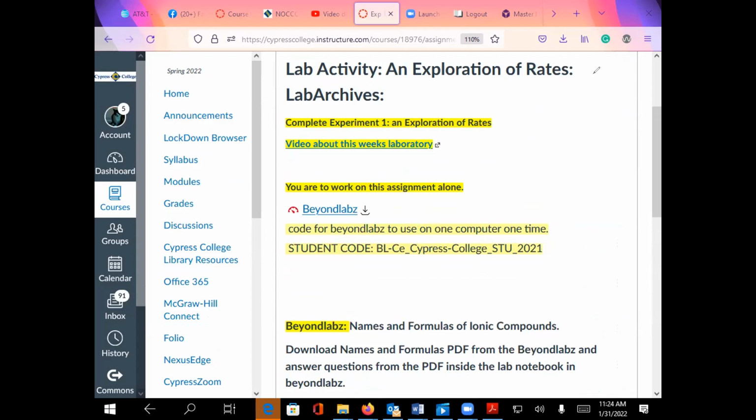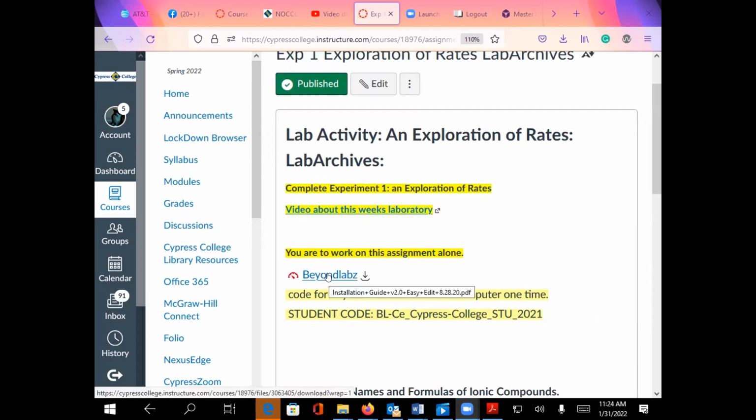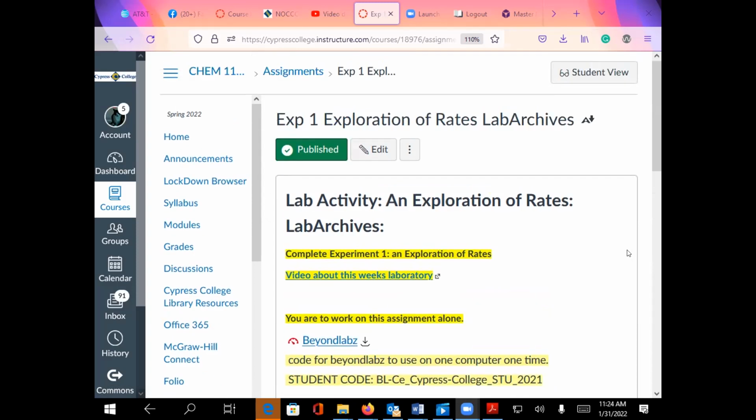So someone had asked about the student code. So I'm giving you the student code so you can go ahead and get started on it. The portal is here. You have to download this and look at the portal, and then there's your student code. So it's in this week, so we can get you into Beyond Labs. Did that answer the question in the chat? Yes, okay.